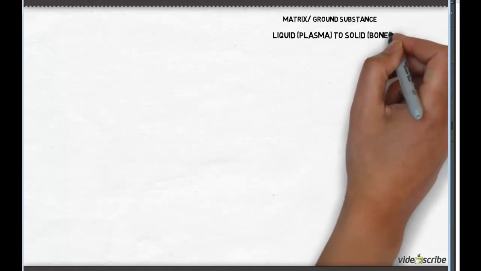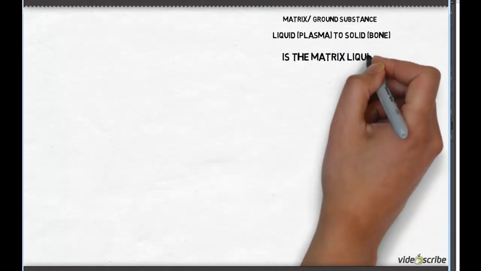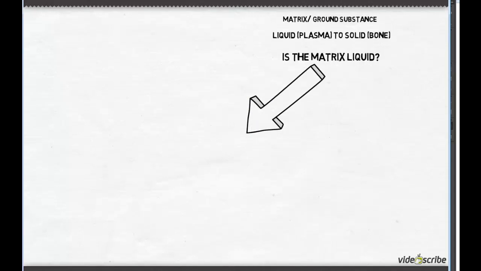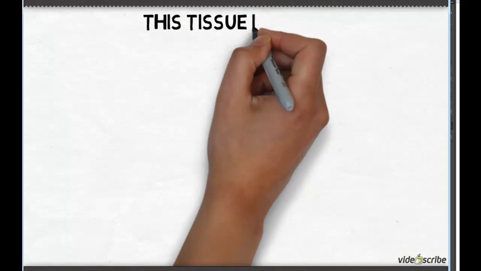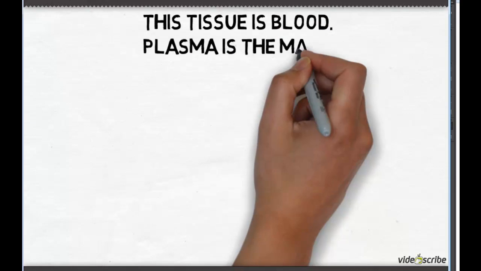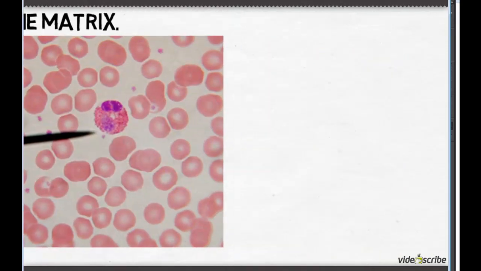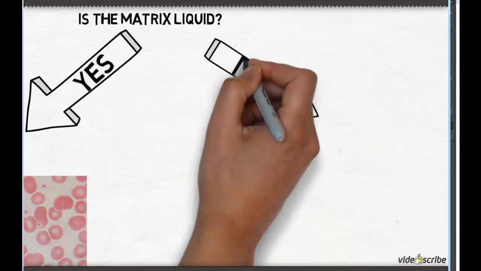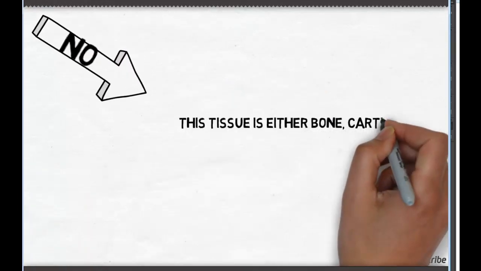So, when we're talking about matrix, one of the questions we can ask is, is the matrix liquid? If so, then this tissue is blood. Plasma is the matrix. In these two slides, you see the matrix and the red and white blood cells found in the blood. The small bluish dots are the platelets. If the matrix is not liquid, then the tissue could be bone, cartilage, dense connective, or loose connective tissues.